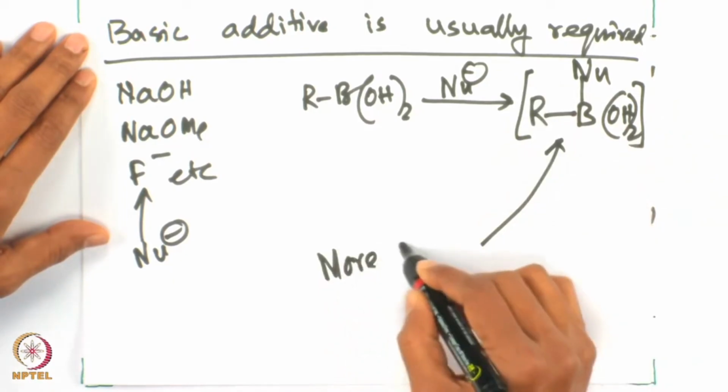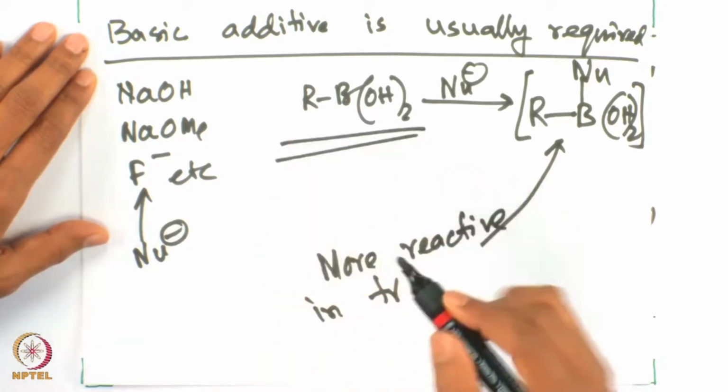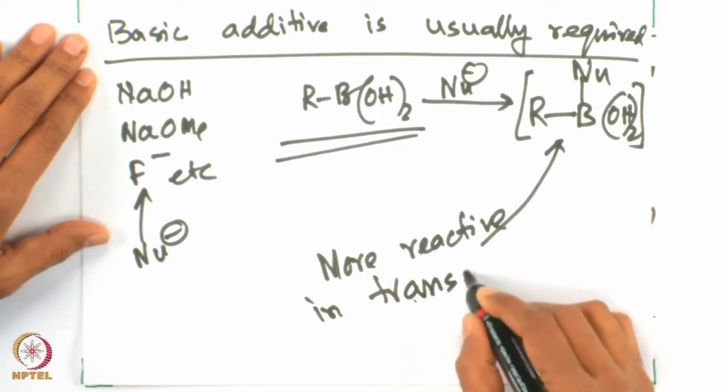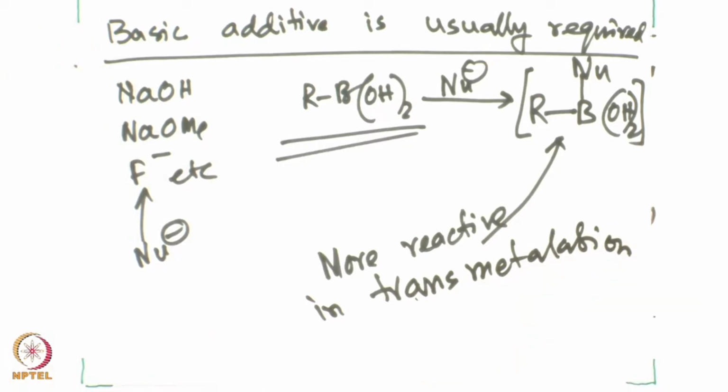The resultant species becomes more reactive in transmetallation compared to this organoboronic acid or any organoboron reagent that might be used for the process. Now, that is quite interesting, because boron itself is usually not that good for transmetallation, but when you have a nucleophile such as a base, sodium hydroxide, sodium methoxide, fluoride, anything you want, once you add that, it becomes a much better transmetallating reagent by which this transmetallation reaction can proceed, and therefore product formation can be viable.